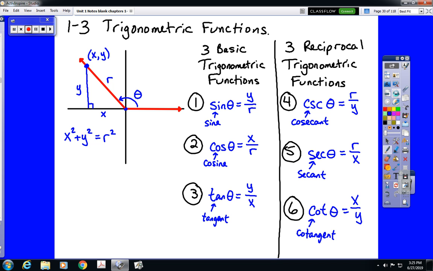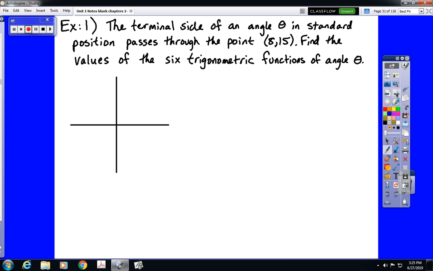Let's do an example. The terminal side of angle theta in standard position passes through the point (8, 15). Find the values of the 6 trigonometric functions of angle theta. So, let's draw a picture. Here is the initial side of our angle. Our terminal side passes through the point (8, 15). So if we drop that vertical down, we have x is 8 and y is 15.